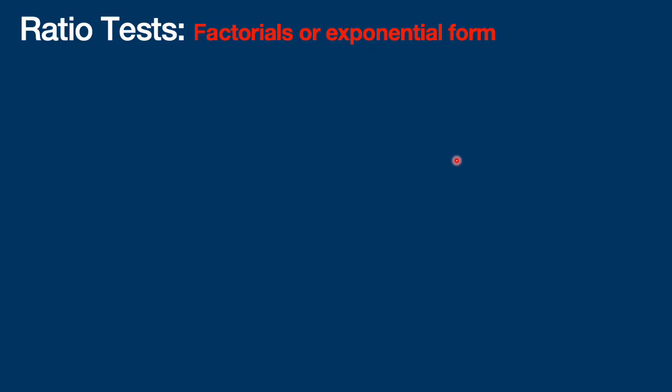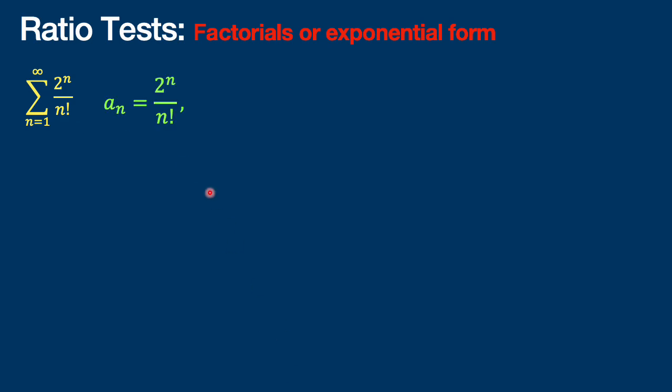When do you use the ratio test? What kind of series is suitable for the ratio test? If each term has a factorial or exponential form, you definitely use the ratio test. Let's have a first example. Look at this series. This series has an exponential term in the numerator and a factorial term in the denominator. In that case, you definitely use the ratio test.